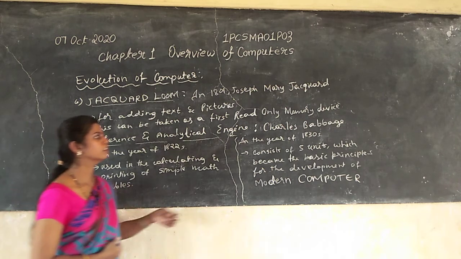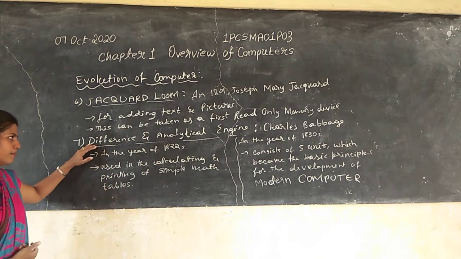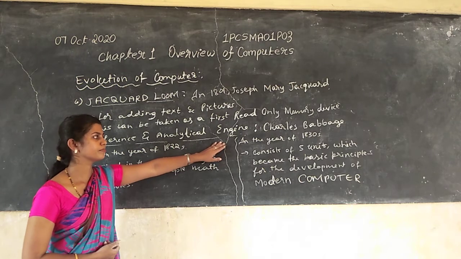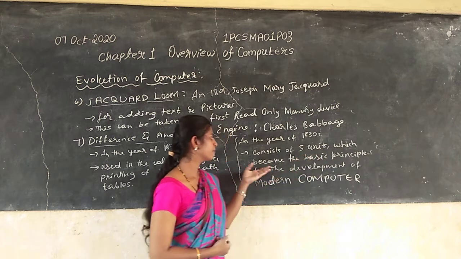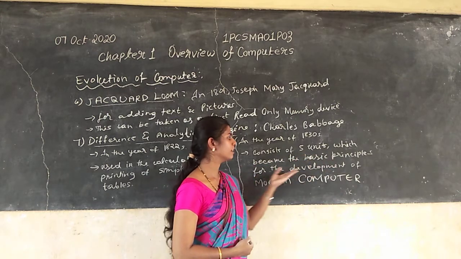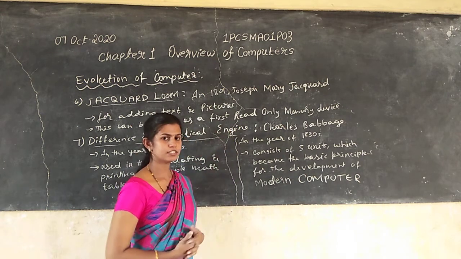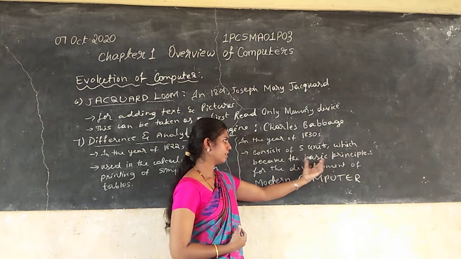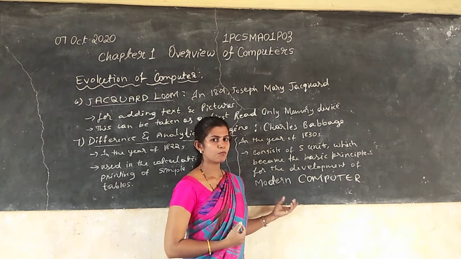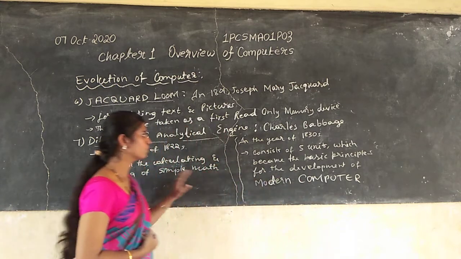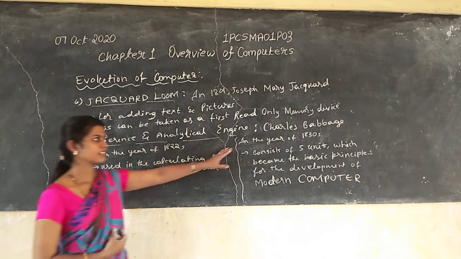And in the 1830s, he also invented the calculating machine called the analytical engine. The analytical engine, which consists of 5 major units, became the basic principle for the development of the modern computer. These two calculating engines were invented by Charles Babbage.